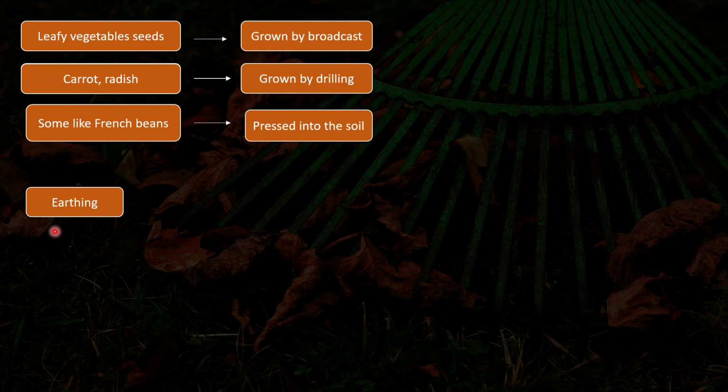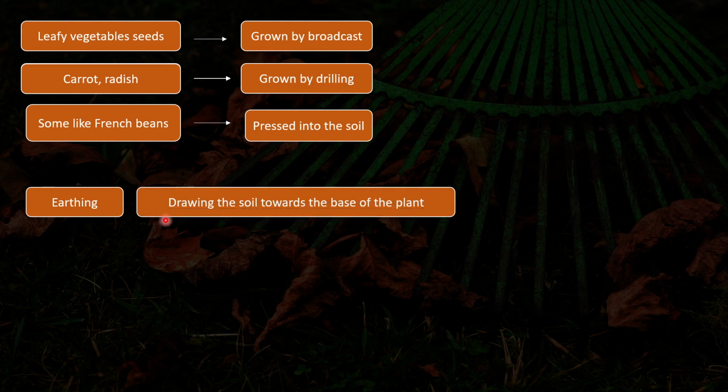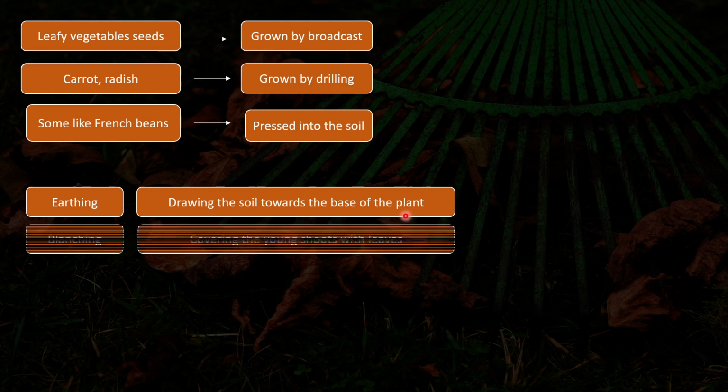Now, certain terms that are important for gardening, these are earthing. Earthing means drawing the soil towards the base of the plant. So when you plant a plant in your soil, right? When you put a plant in your soil, when you draw all the soil from the surrounding area at the base of the plant, we call it earthing, right?